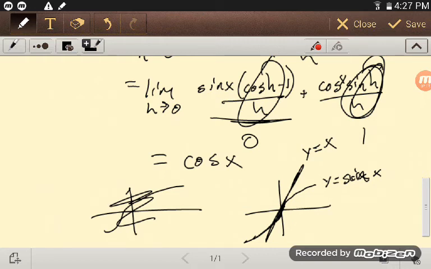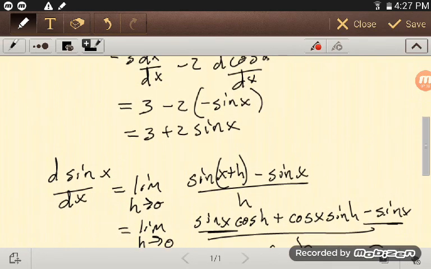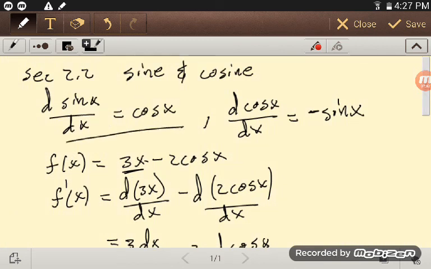Okay. But again, I'm not worried about that. We're not going to go into that proof. We're just going to say, yep, we believe it. Sine of h over h as h goes to 0 goes to 1, and cosine of h minus 1 over h as h goes to 0 goes to 0. We're going to believe them both. And so that gives us our two new rules, and at this point we can combine them with sums and differences and multiplying by constants. Okay, so those are all our rules from section 2.2.